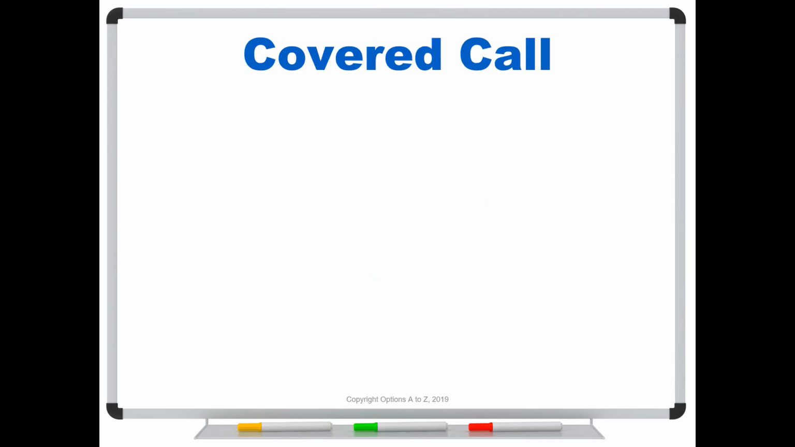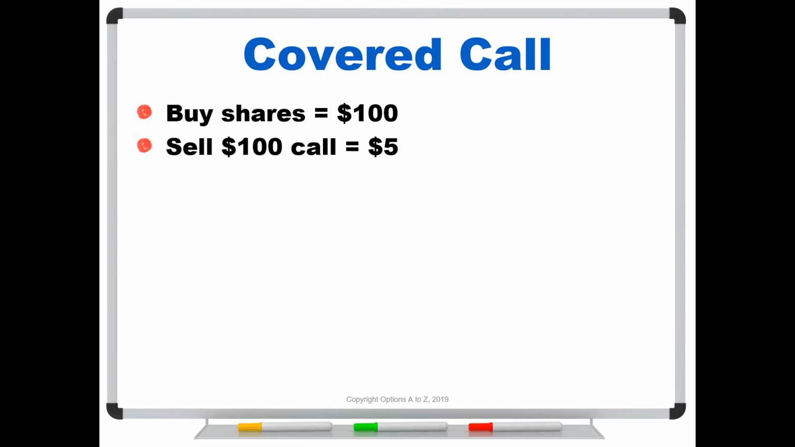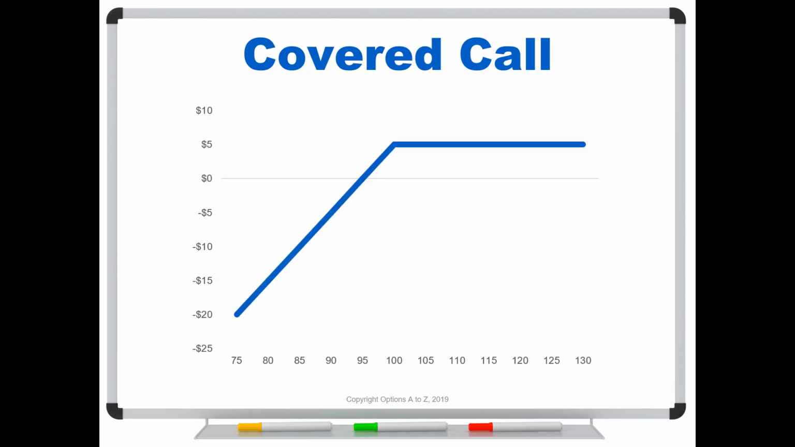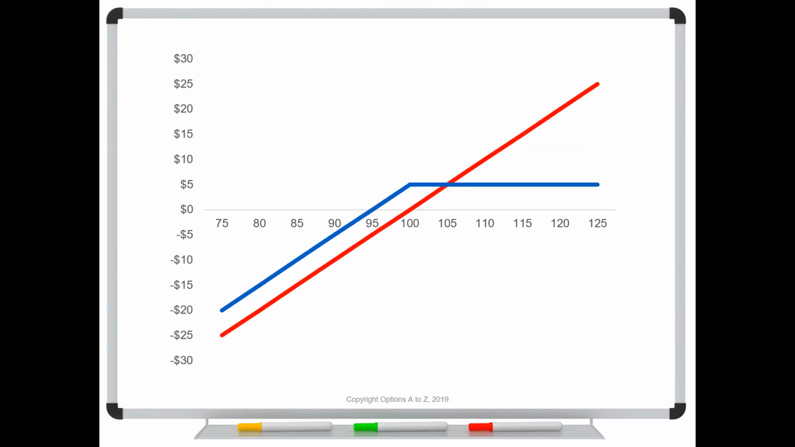Well, let's assume that we use the covered call and we buy our shares for $100 per share and we sell the $100 call for $5. Now our profit and loss diagram looks like this. And it's easy to compare if we overlay our long stock position that we previously saw, and we can see the trade-offs. The first thing to notice is that our break-even point has been shifted lower.